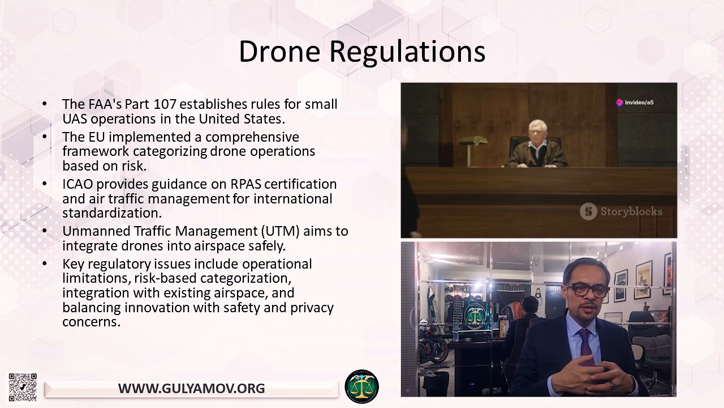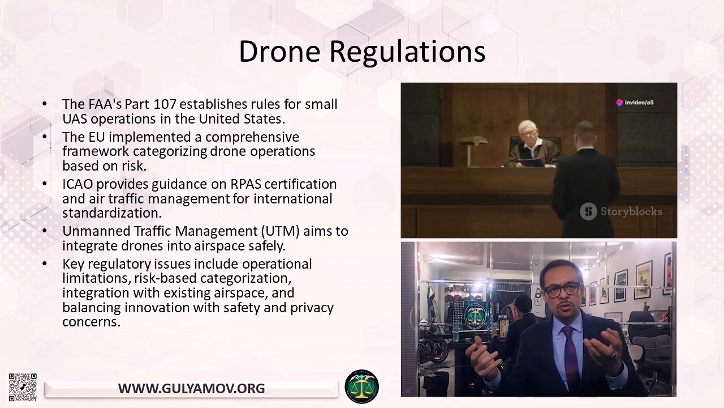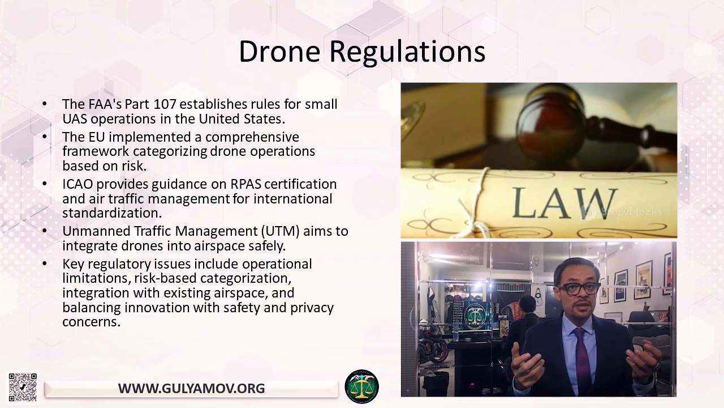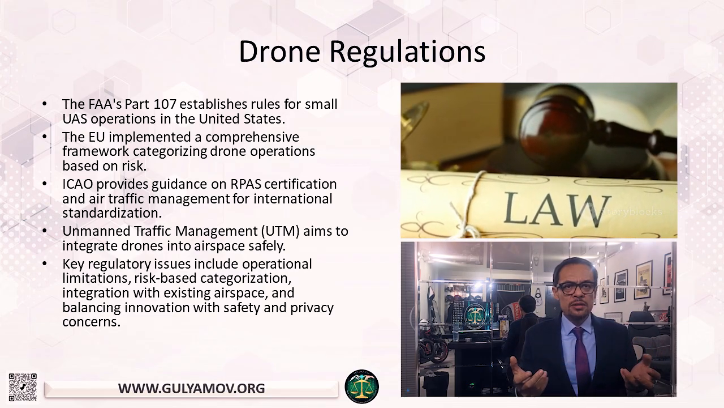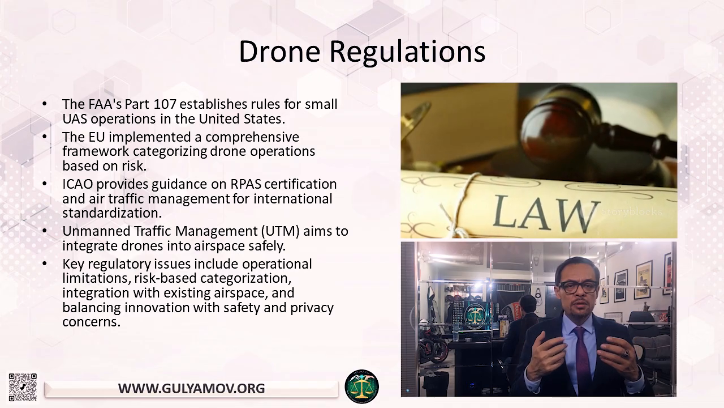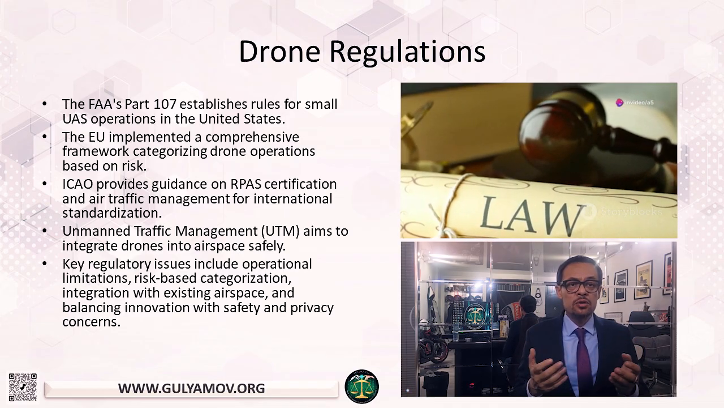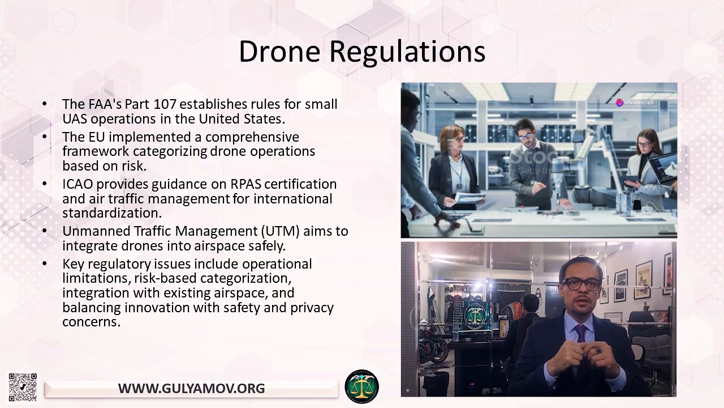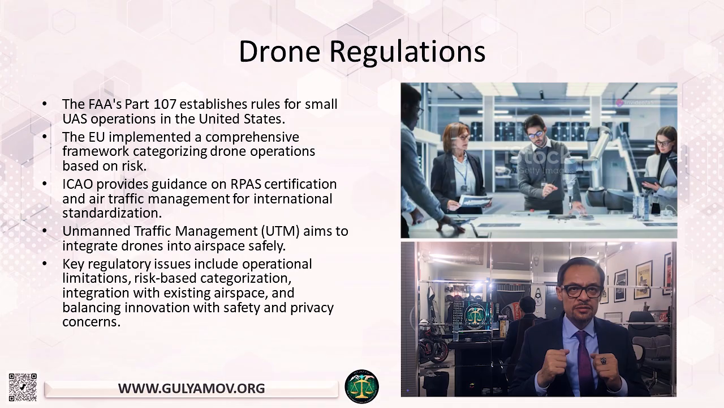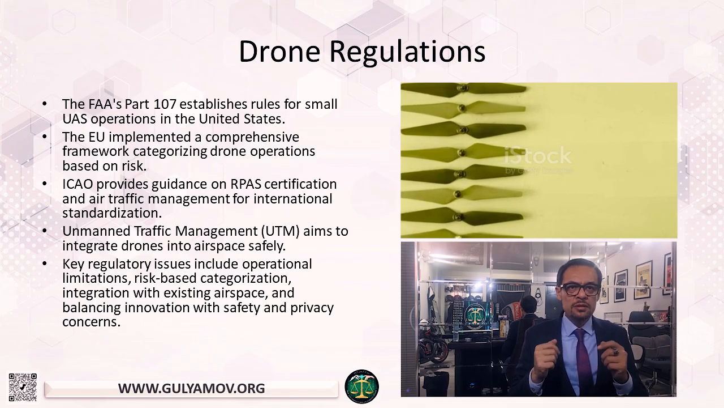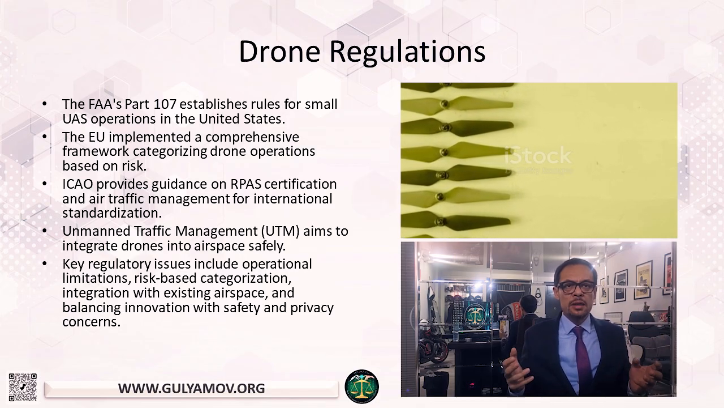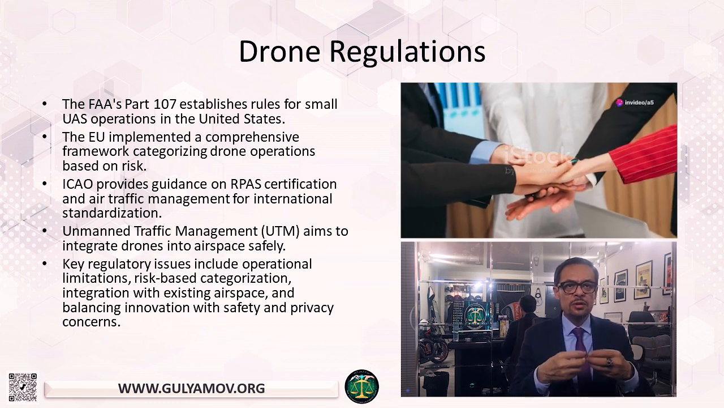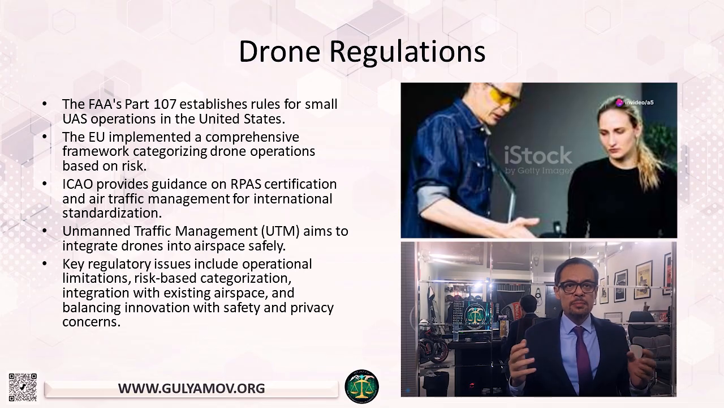Drone regulations. Drone regulations, as our slide illustrates, have rapidly evolved to keep pace with this transformative technology. The FAA's Part 107 in the United States provides a comprehensive framework for small UAS operations, while the EU has implemented a risk-based categorization system for drone operations. On the international stage, ICAO's guidance on RPAS certification and air traffic management aims to standardize practices globally. The concept of unmanned traffic management represents a crucial step towards safely integrating drones into our airspace.